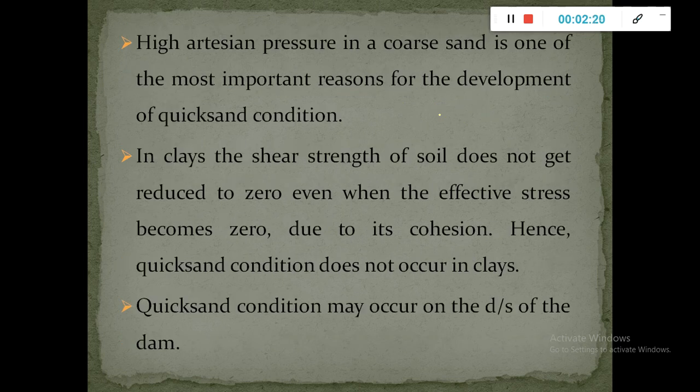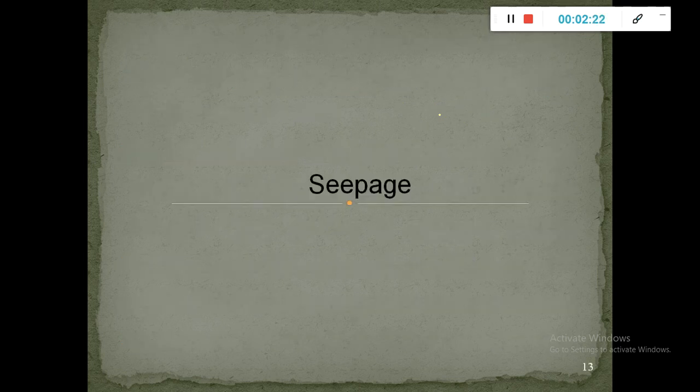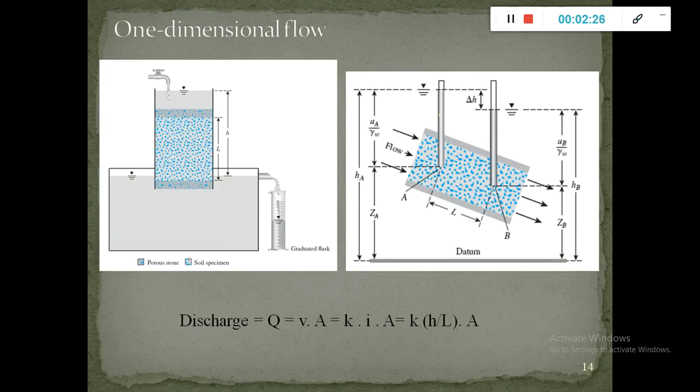Try to remember. Okay, so today we'll discuss seepage. See, seepage is basically the flow of water, right? So if you see this figure, suppose water is flowing here. Suppose this is the length of flow and this is the height.